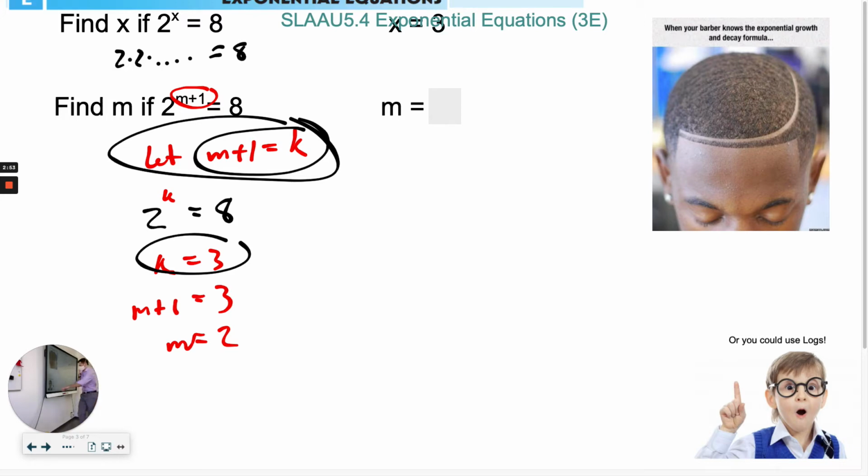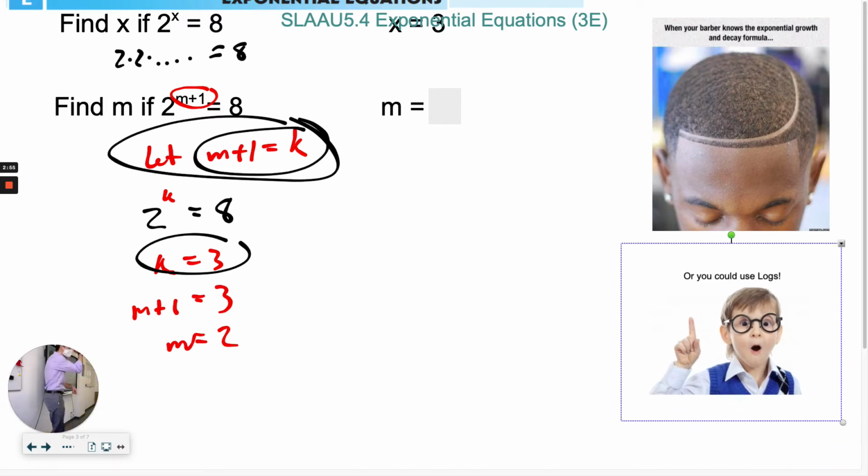Cool? There's always somebody in the back who says, or you could use logarithms. It's true, you could use logarithms. And if you're confident with logs, blast it with logs. It's great. Everybody loves logs, right? So totally, all of these you can use logarithms to solve. We're going to do a whole unit on logarithms, so we'll get there.